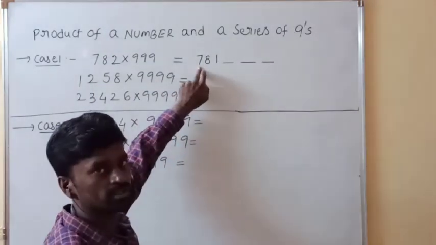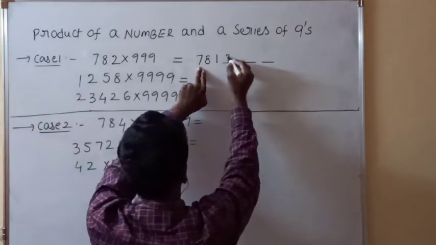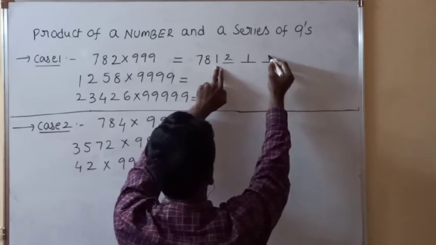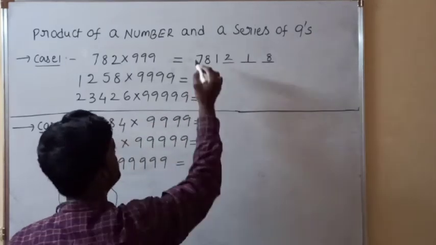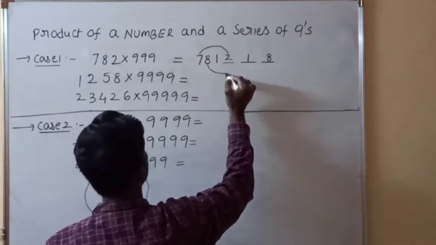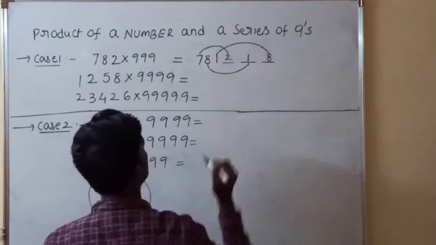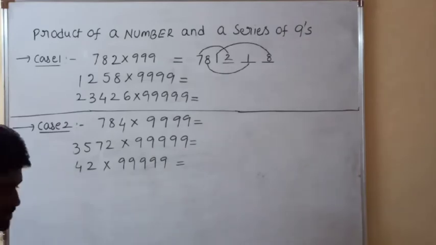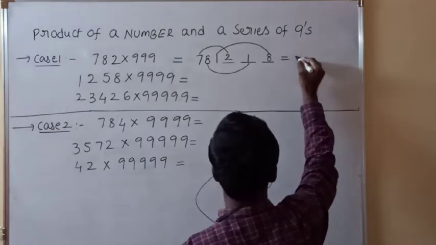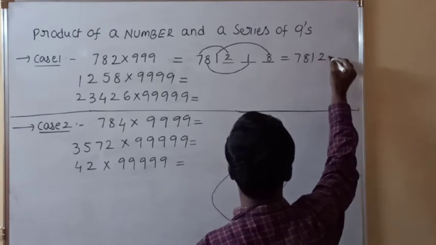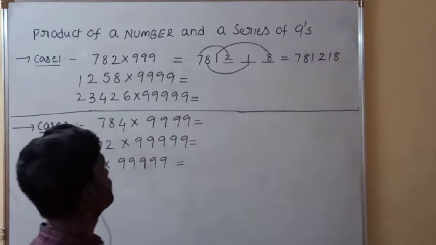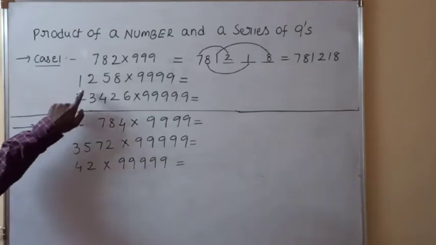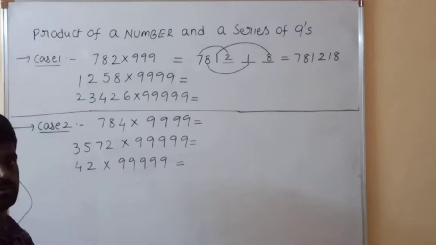7 plus how much is 9? 2. So that is the 4th digit. Next, 8 plus how much is 9? 1. 1 plus how much is 9? 8. So 7 plus 2 is 9, 8 plus 1 is 9, 1 plus 8 is 9. Thus the answer is 7, 8, 1, 2, 1, 8. So this is the answer for 782 into 999.